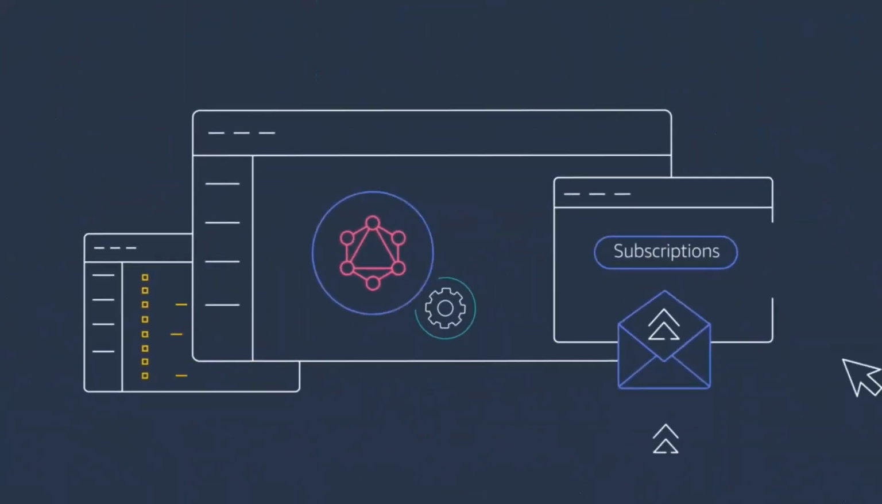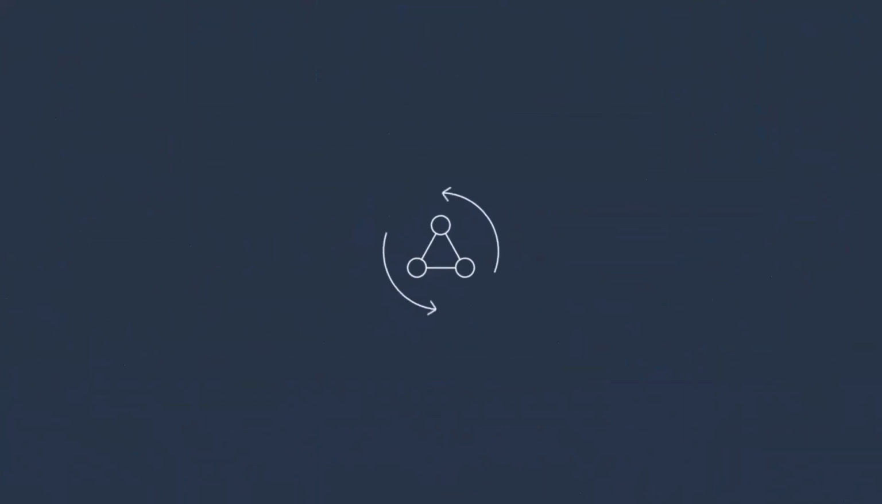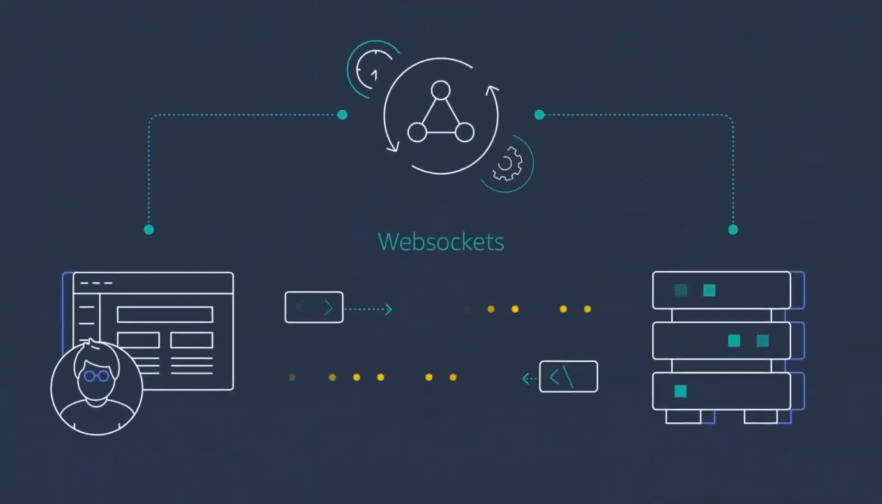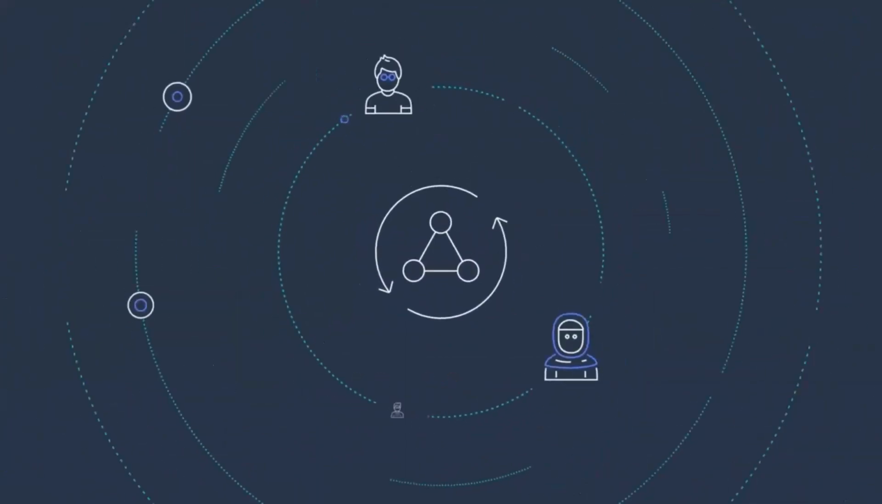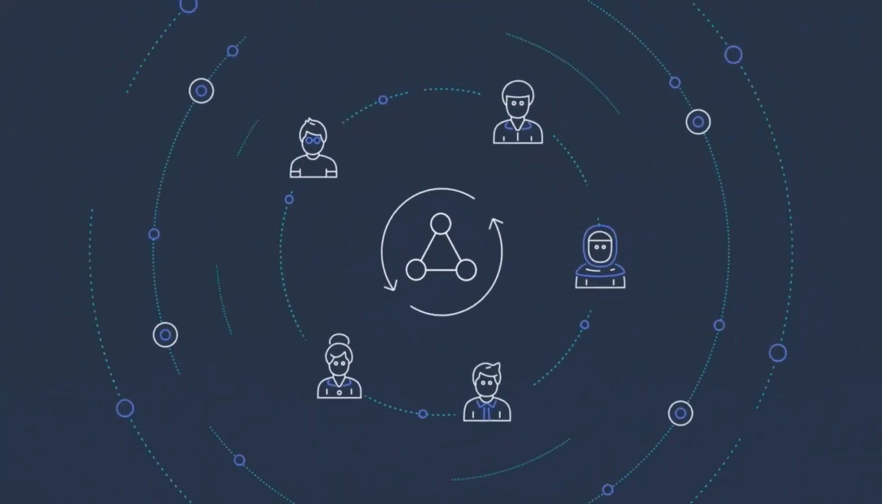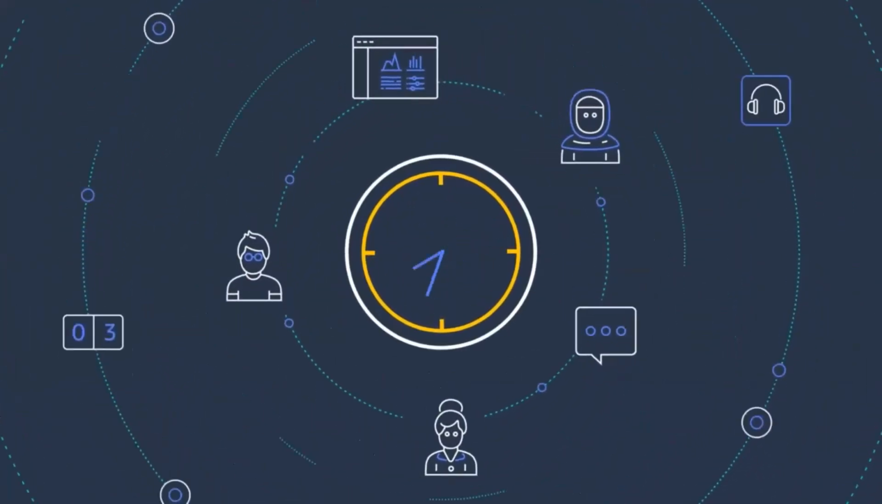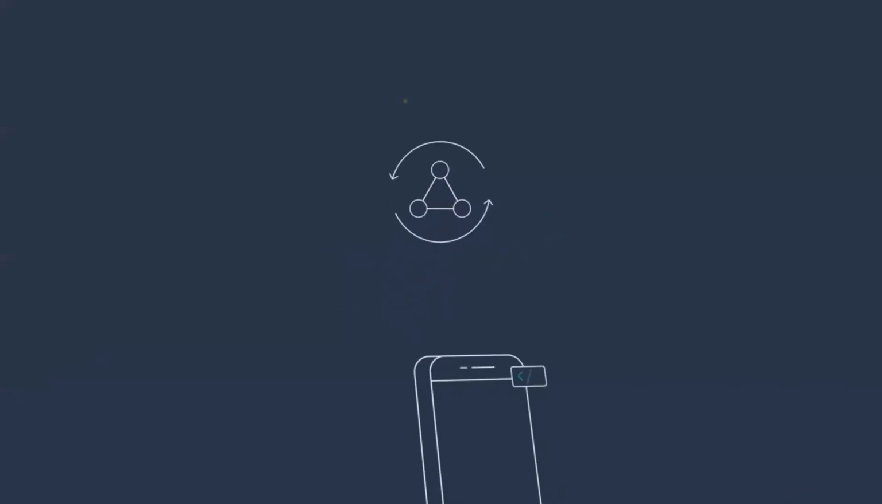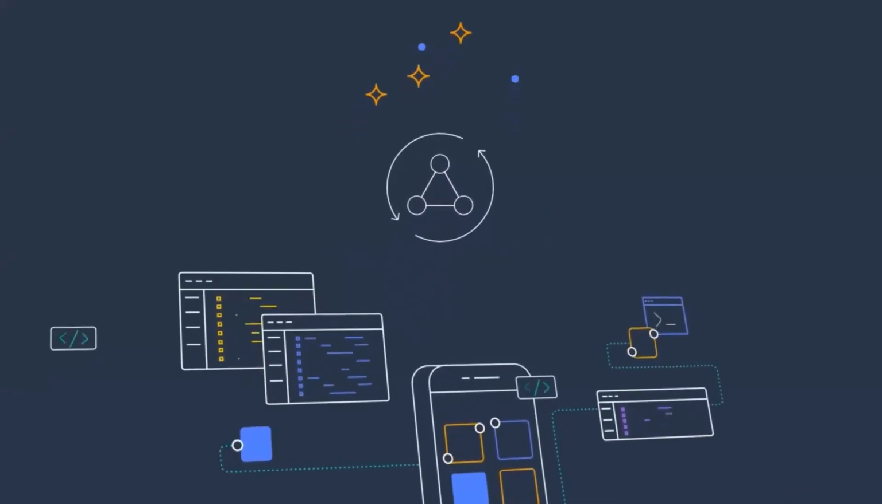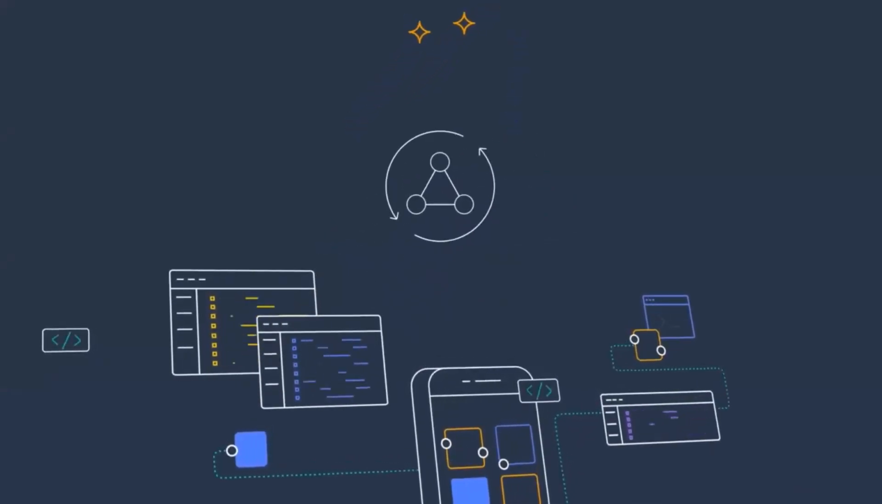With managed GraphQL subscriptions, AWS AppSync can push data updates over WebSockets to millions of clients, making AppSync ideal for real-time data use cases. Power your applications with the right data faster with AWS AppSync.